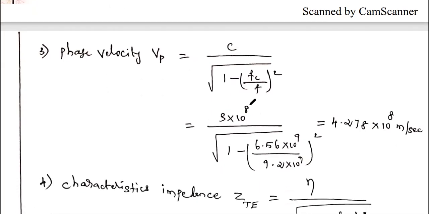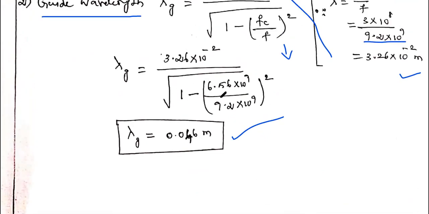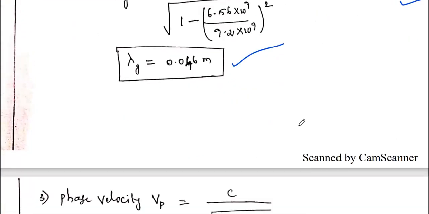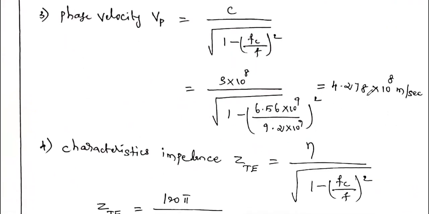Okay, so 3 into 10 to the power 8 divided by the same denominator. The denominator value already you calculated in the previous question. Okay, so you substitute. If you are calculating, we can get the answer is 4.278 into 10 to the power 8. Okay, this is velocity. So velocity means the unit is meter per second. Okay, this is the thing.